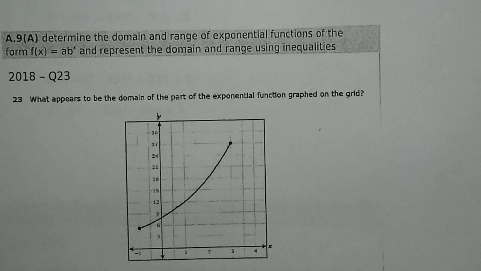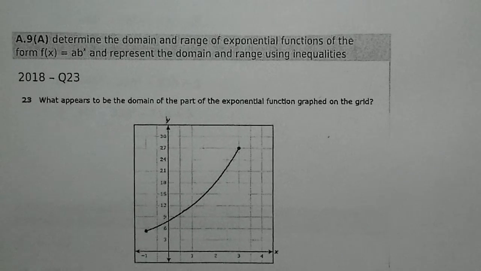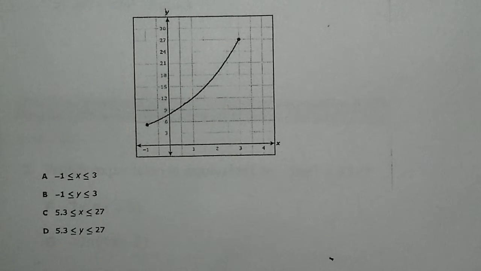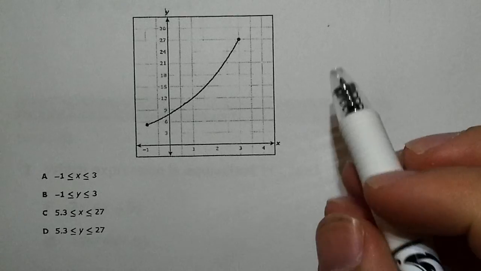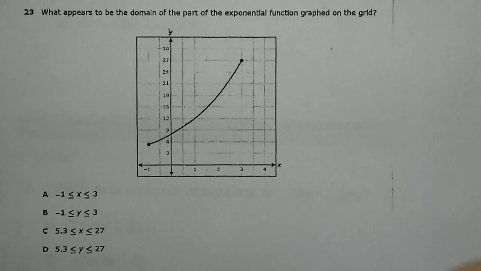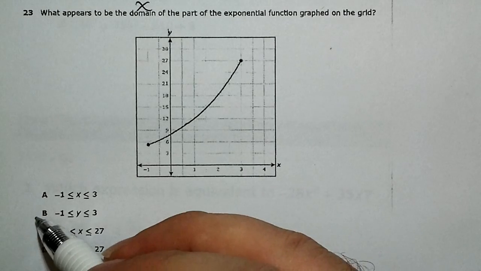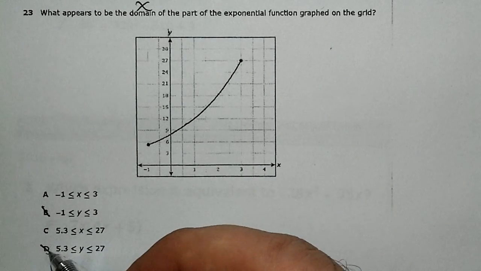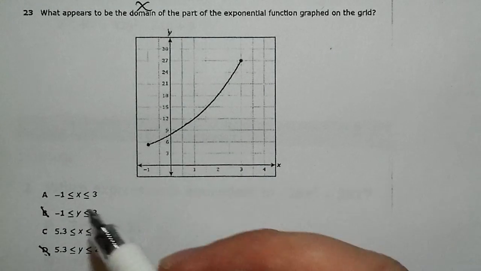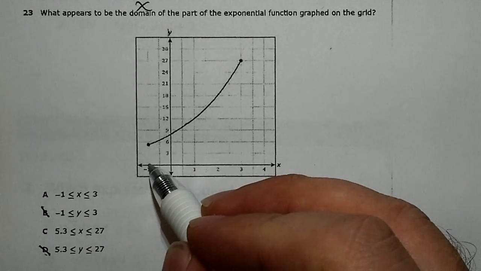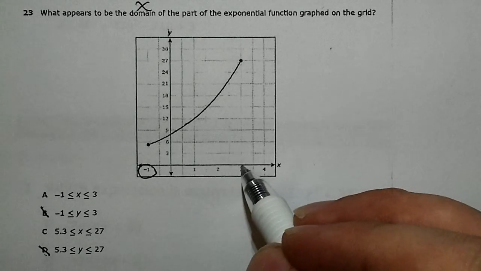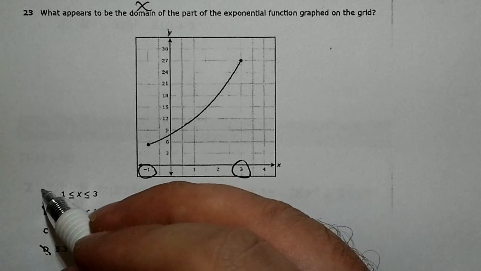Okay, 23 says, what appears to be the domain of the part of the exponential graph? Now, domain is x values. So you can already eliminate B and D because they say y. So our x values, they go left and right. It goes from -1 to +3. It is A.